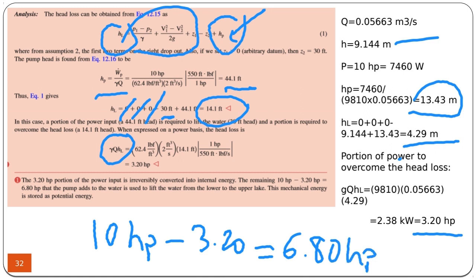So how can you define the efficiency of the pump here? The efficiency is like 68%, right? Yeah. Because 32% is lost. We cannot use it. So the pump efficiency here is 68%.